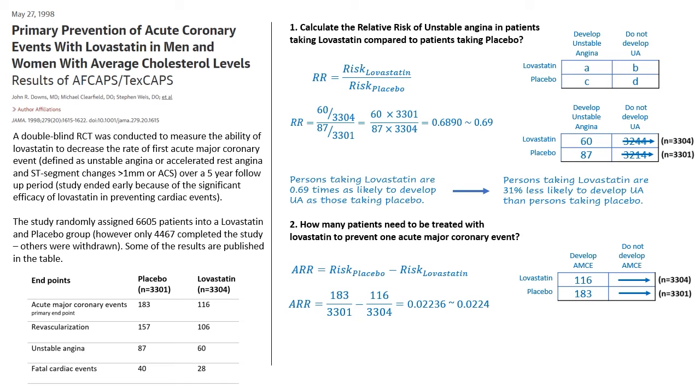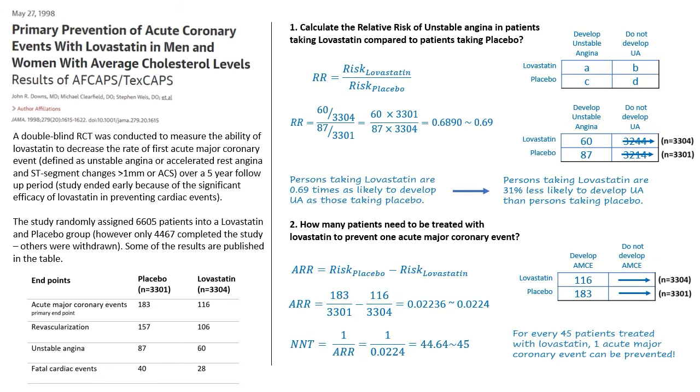For this question, we are interested in the risk of acute major coronary event. We calculate an absolute risk reduction of 0.0224. And then we calculate the inverse, which is 44.64, or 45, which means that for every 45 patients treated with lovastatin, 1 acute major coronary event will be prevented.